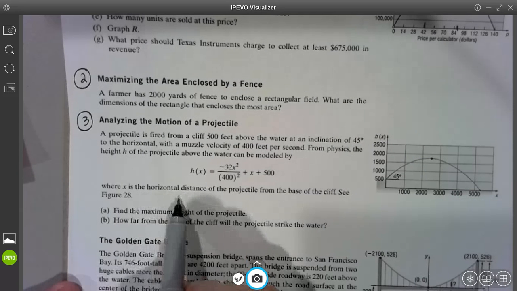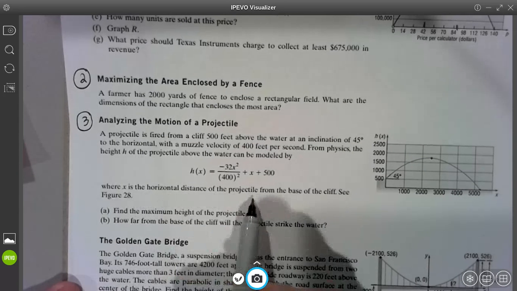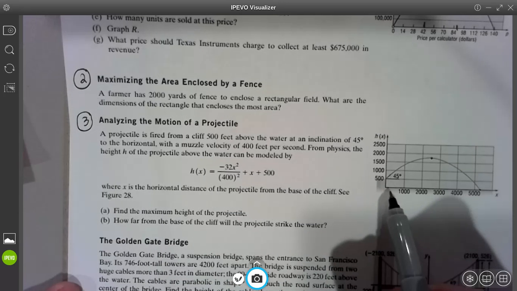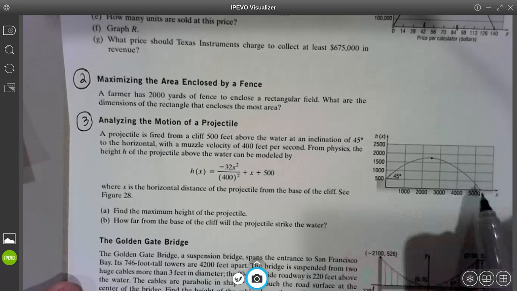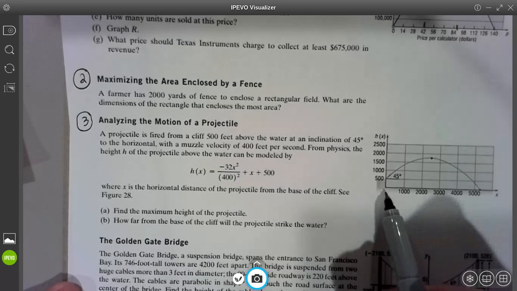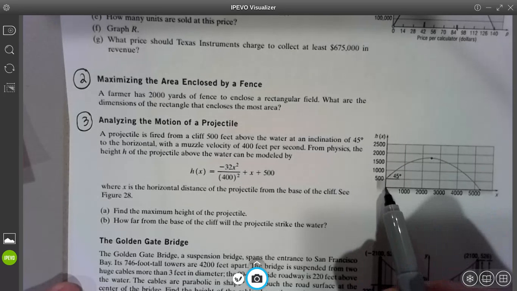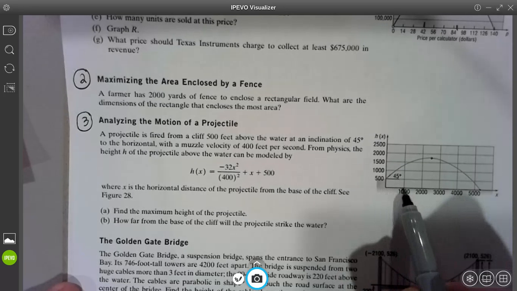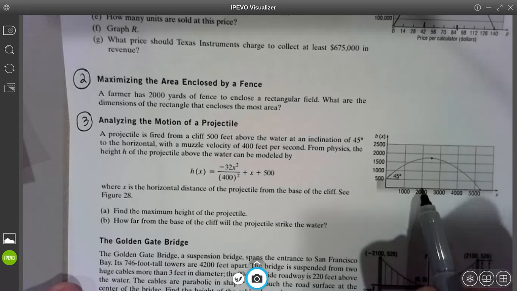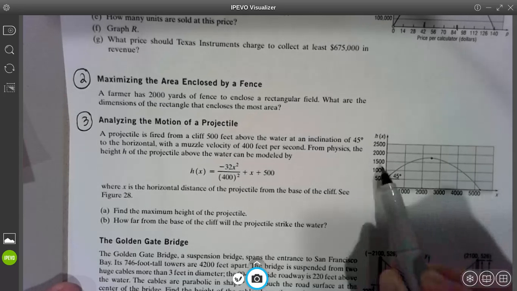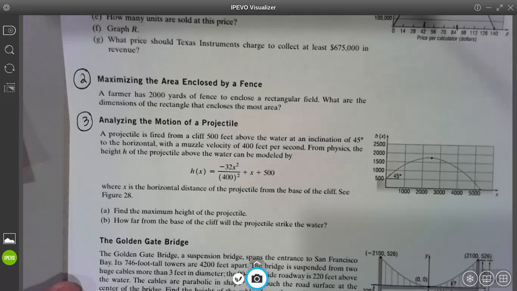Where x is the horizontal distance of the projectile from the base of the cliff. So the x that lives on this graph is the distance that the projectile is from the base of the cliff. So this is when the base of the cliff is 0. Obviously, your distance is 0. You're 1,000 feet away from the base of the cliff. Now your projectile is this high. 2,000 feet away from the base of the cliff. Now your projectile is this high. And then obviously the height is your y coordinate.